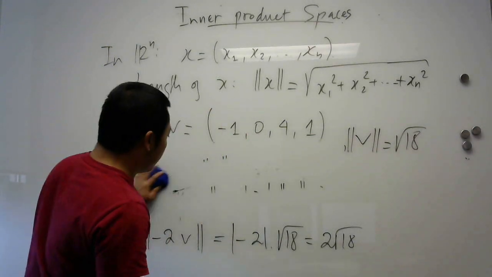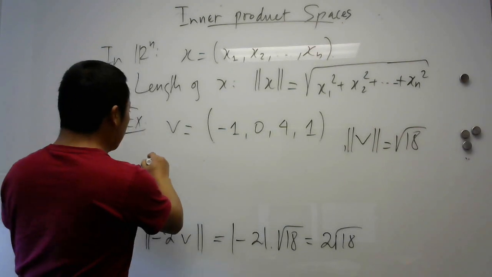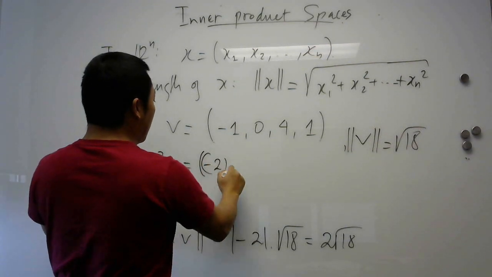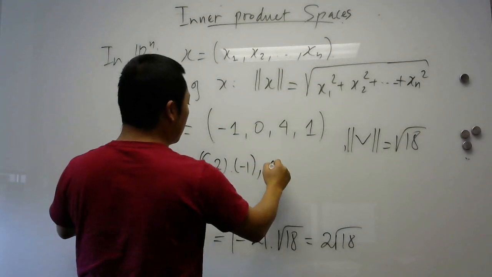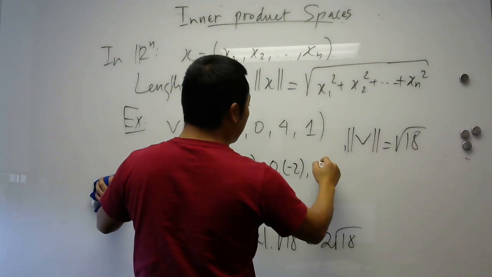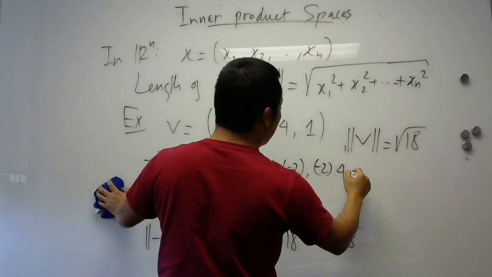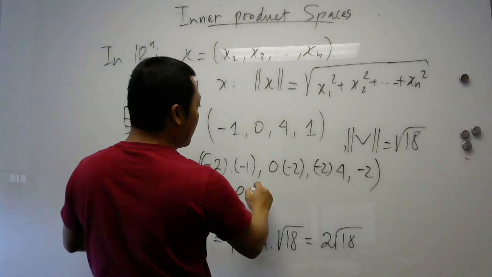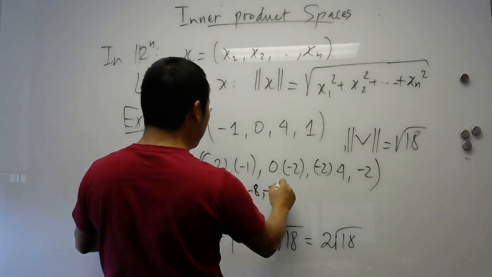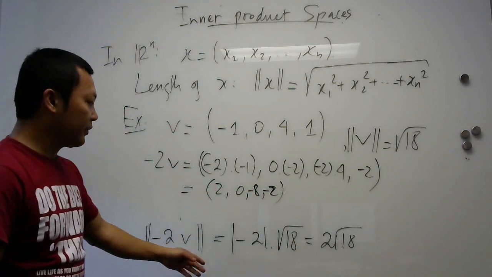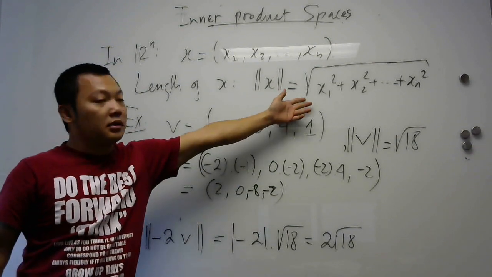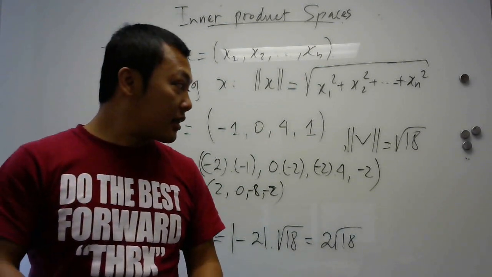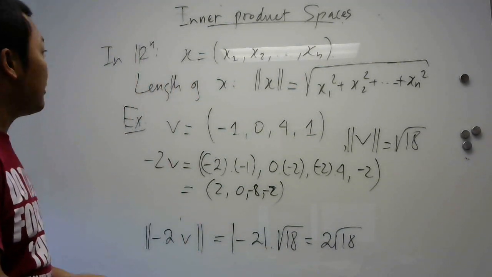Or, as I explained, you can multiply negative 2 with all entries in here. So you get the following: negative 2v equals negative 2 times negative 1, 0 times negative 2, negative 2 times 4, and negative 2 times 1. So basically you get 2, 0, negative 8, and negative 2. Then you apply the formula again, and you get exactly this number. Okay, this is about the length of a vector.